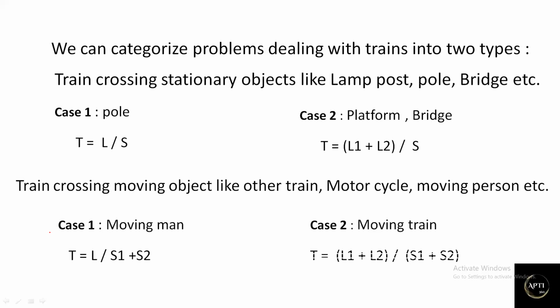And the second condition, a moving train: here also it is plus or minus. Whether it is plus or minus depends on the directions in which both are moving. I hope you are all clear with this small concept of trains. Let's start solving questions on trains.